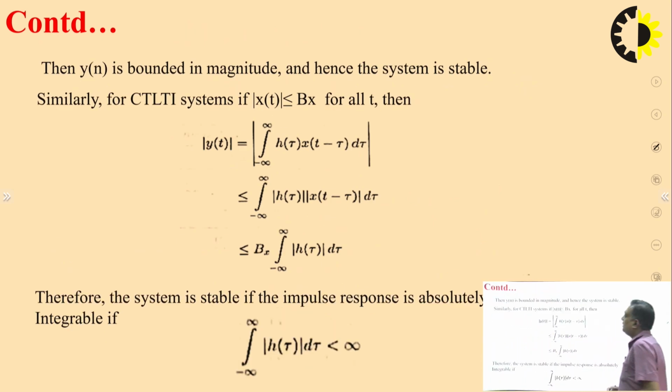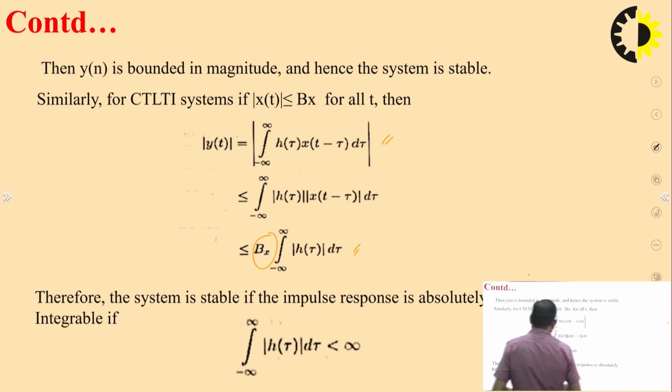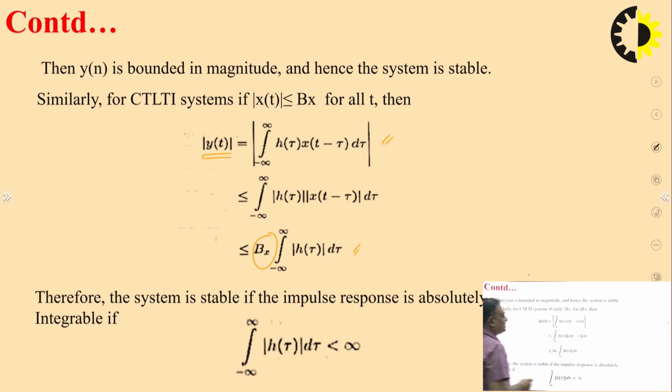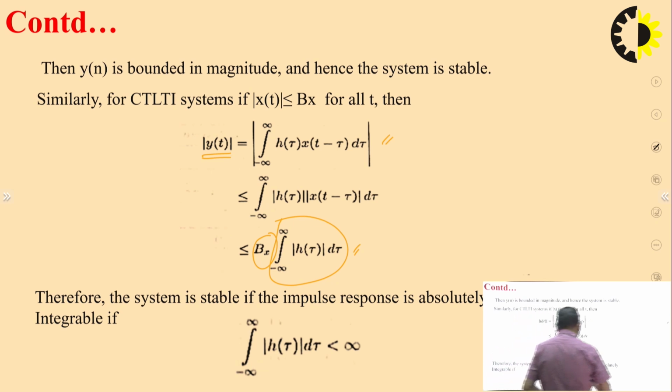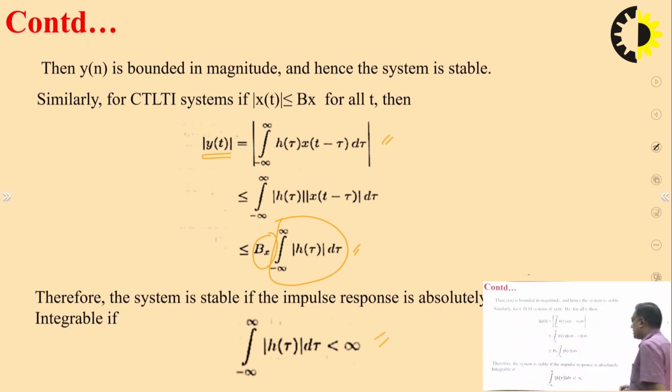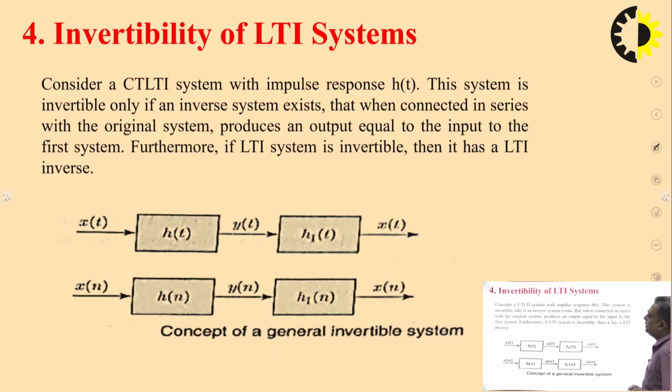Similarly, this is the expression for continuous convolution. Again we get a similar condition, where this quantity is a finite quantity. So for a continuous LTI system to be stable, this quantity should be less than infinity, which we call absolutely integrable. That is, the impulse response should be absolutely integrable.